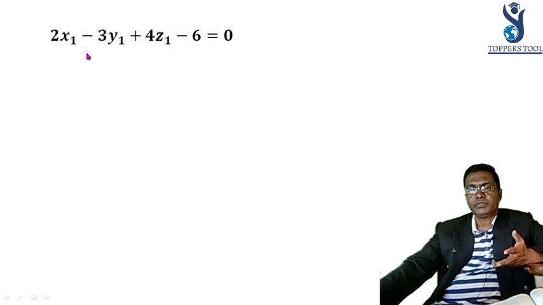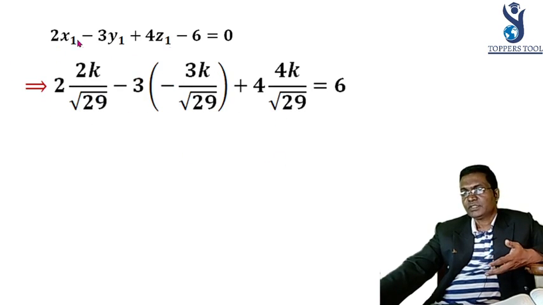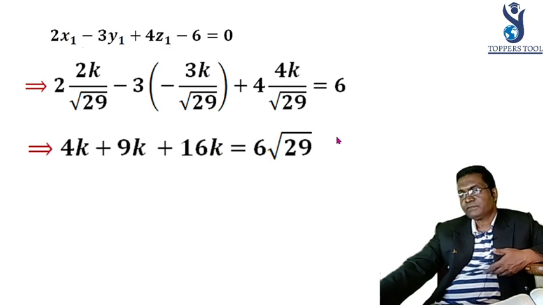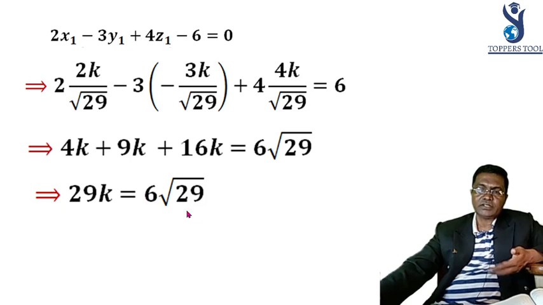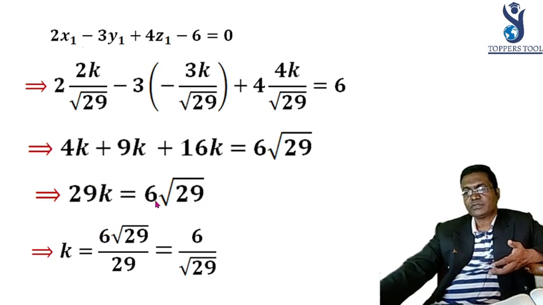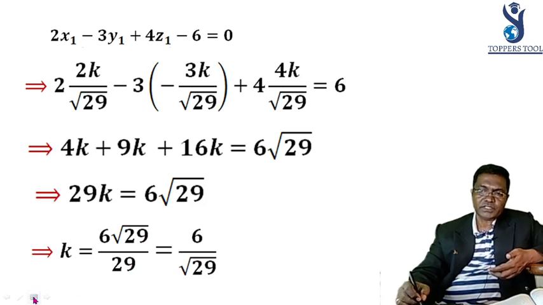Now substitute in terms of k. x1 is this, y1 is this, z1 is this. So 2 into 2 is 4, plus 9 plus 16, and root 29, transfer this side, you will get 6 root 29. Adding these, you will get 29k is equal to 6 into root 29, and k is equal to 6 by root 29 by 29. And if you rationalize this, you can use this.